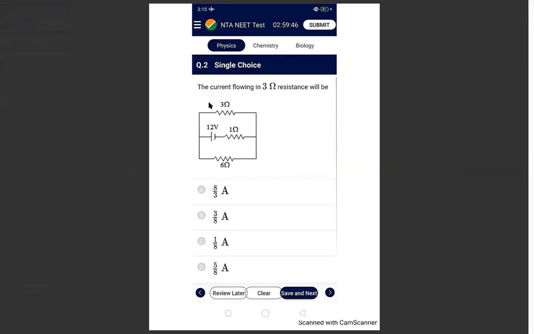Here you can see that this 3 and 6 are in parallel with each other. First of all, we have to find the net resistance of the circuit. 3 and 6 are parallel and their combination is in series, like 3 into 6 by 3 plus 6, that is 18 by 9, that is 2 ohm, and 2 ohm and 1, that is 3 ohm, are in series with each other.